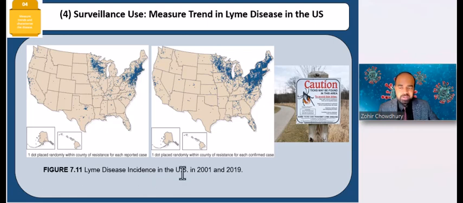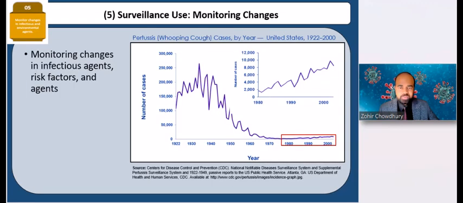For example, in here, the trend of Lyme disease. We can see these two maps that show the reported cases of Lyme disease in 2001, which is in here, and 2019, which is in here, for the areas of the country where Lyme disease is most common, which is in the Northeast and Upper Midwest region. It is clear, by looking at this map, that Lyme disease spread and trend has significantly increased from 2001 to 2019. And this type of information, with time, we can tell by doing surveillance.